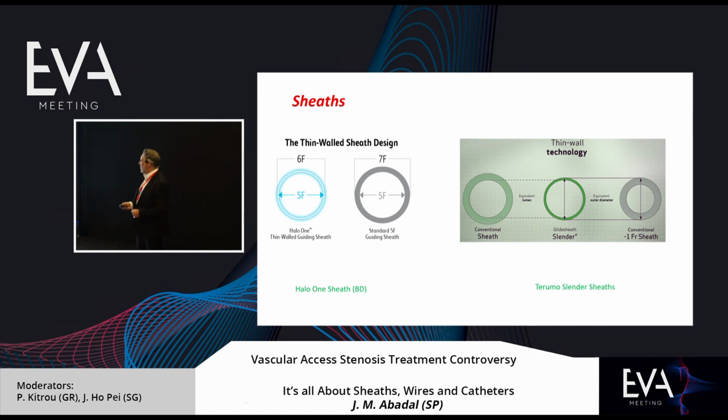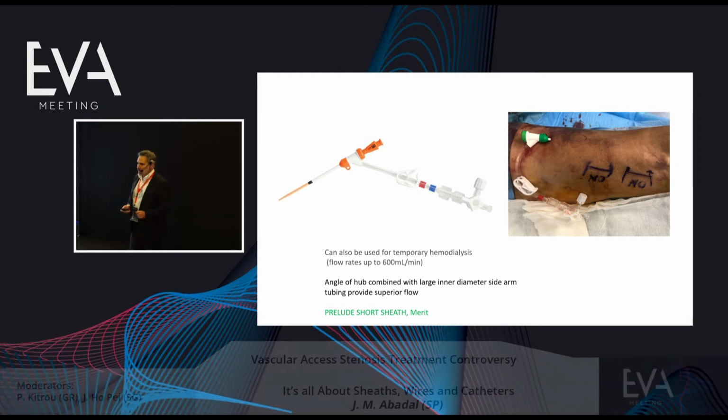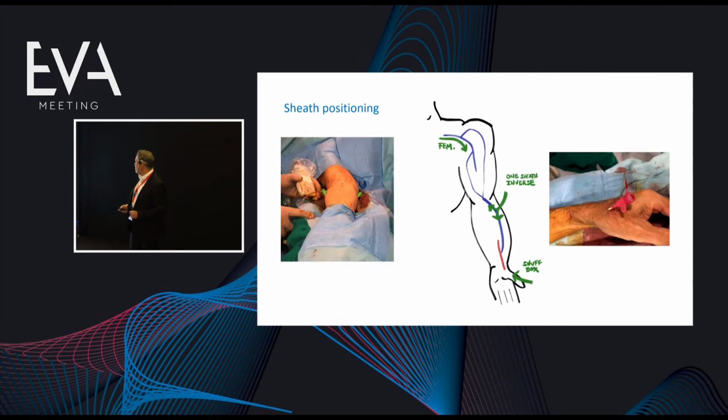Okay, this is a new thing that we have now, these thin wall sheath designs. It means, if they tell you it's a 5/6, it means that we make a 5F hole in the fistula, but we can use 6F devices inside. So I think it's something very good to use. This is another thing we use a lot, this kind of sheath, because when we finish a procedure, we want the patient to be sent to dialysis. We don't want to compress the fistula, so this can be used for temporary dialysis with a very good flow.